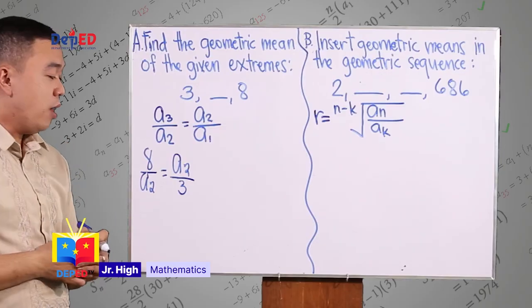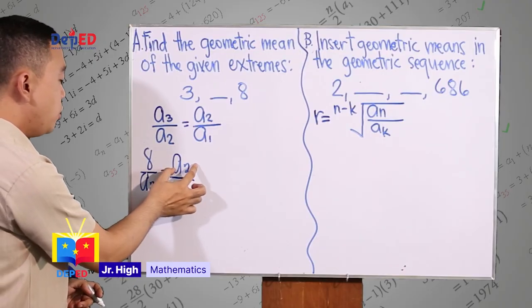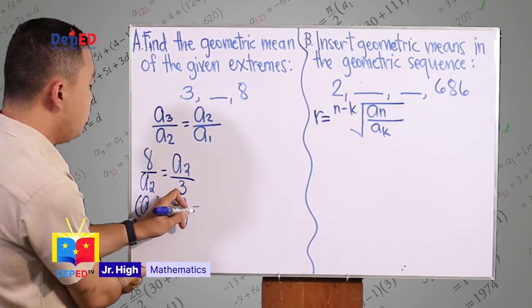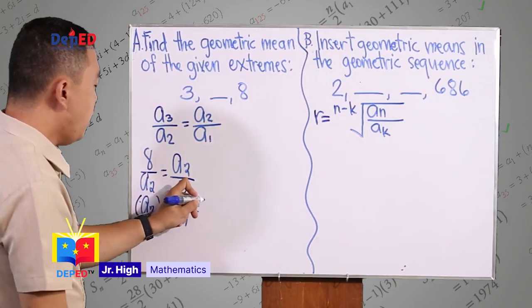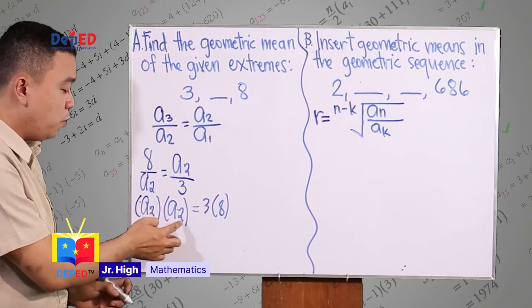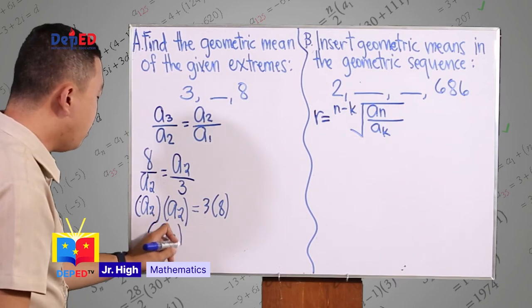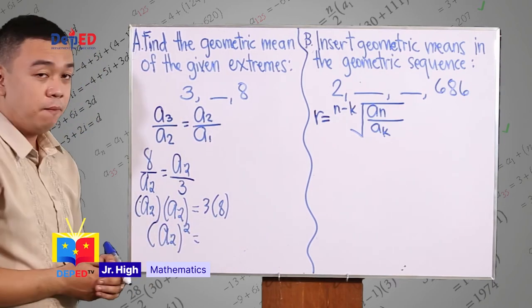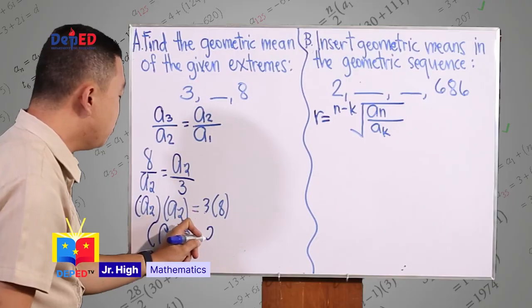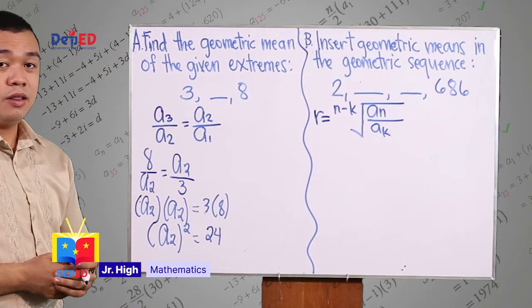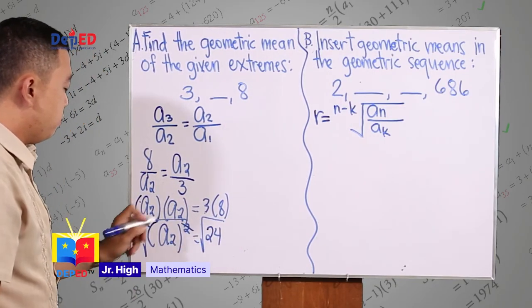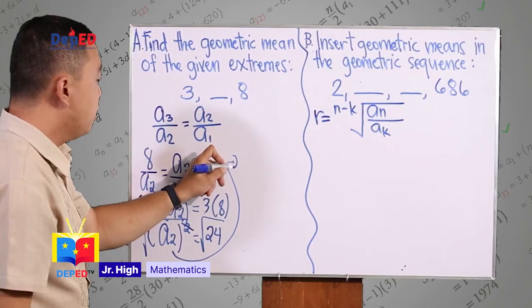Now, let's cross-multiply these terms. You have a sub 2 times a sub 2 is equal to 3 times 8. All right. Multiplying a sub 2 times a sub 2 will give us? Okay, that's correct. A sub 2 squared. And 3 times 8 will give us? All right, that's 24. Next, let's get the square root of both sides. What's left here is a sub 2.